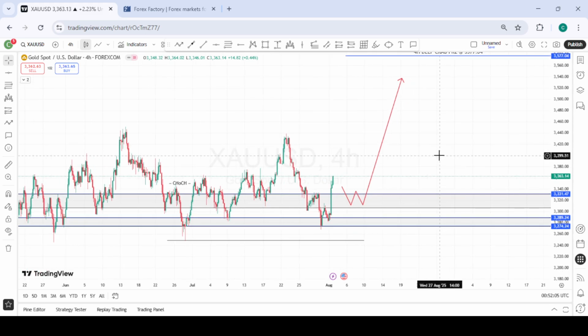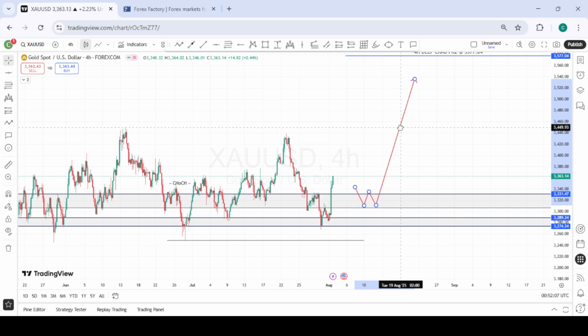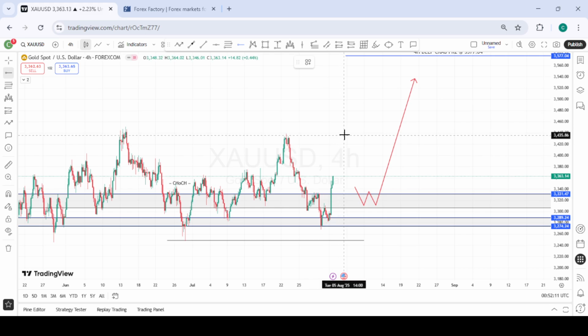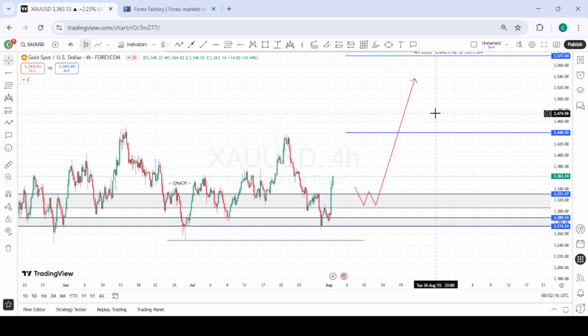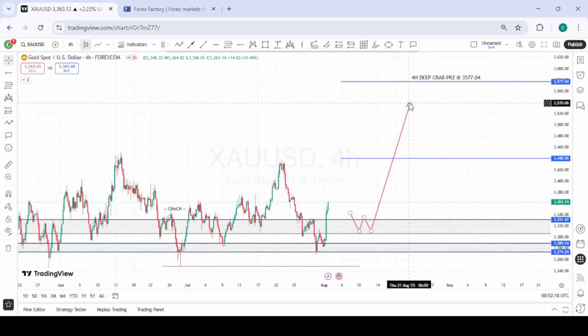But if you are taking this buy to play it safe, you can take your first TP at the highs of this pattern. You can take your first TP here, and then you can hold the rest of your positions to complete the 4-hour deep crab pattern around 3,577, or let's say around 3,600 USD per ounce.